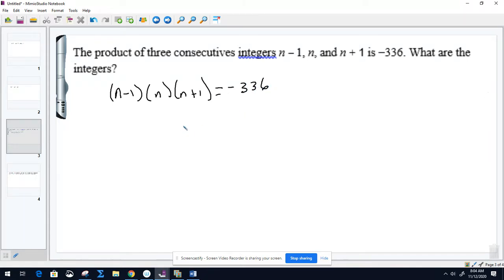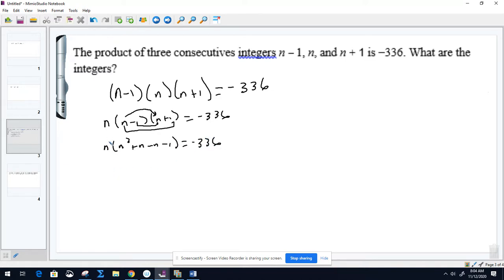So now we have a quadratic. We have to put this in standard form and then solve it. So I'm going to rewrite this: n minus 1 and n plus 1 equals negative 336. I'm going to FOIL these two, so it's going to give me n squared plus n minus n minus 1 equals negative 336. And then I'm going to distribute. Notice those cancel. So then I'm going to have n cubed minus n equals negative 336.